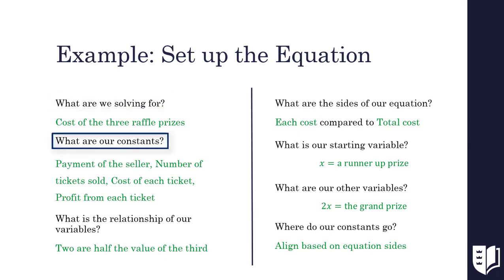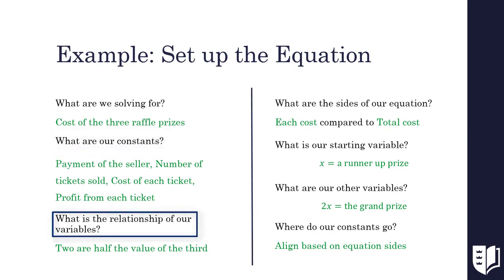What are our constants? The information from the problem tells us the cost of selling tickets is $50. There were 250 tickets sold. Each ticket cost $5, and the university made $2 per ticket. What is the relationship between our variables? We know we have more than one based on the question marks we wrote down earlier. We have 3 prizes, 2 of which are worth half the value of the third.